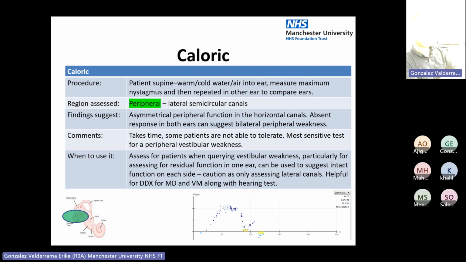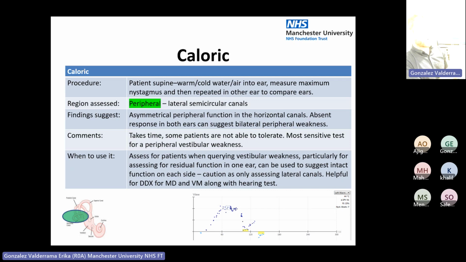So caloric's basically good for asymmetries. And it is our most sensitive test, and it's the oldest one we've got, and it's not nice to do to people, and it takes half an hour, and you can't do it if the patient's got lots of wax. You can't do it if the patient's got asymmetrical middle ear anatomy. So if they've had a mastoidectomy on one side, the heat transfer won't be the same in the mastoid ear. So there are some reasons why we can't do it.